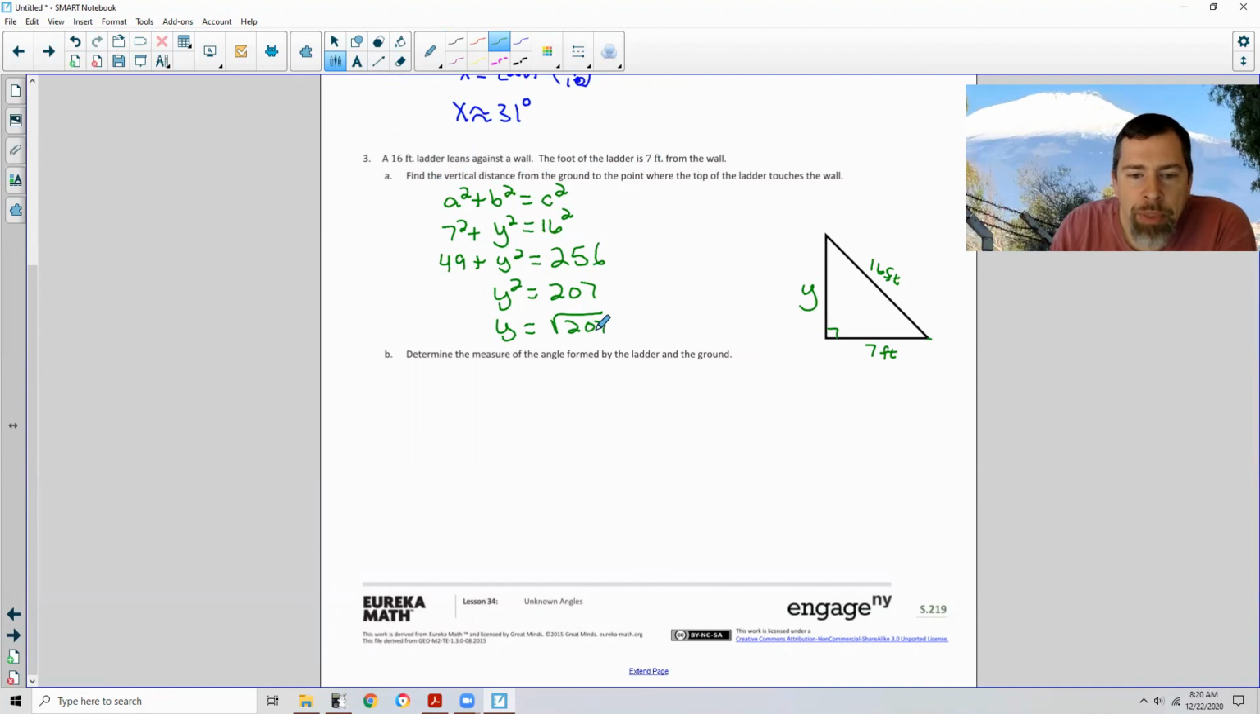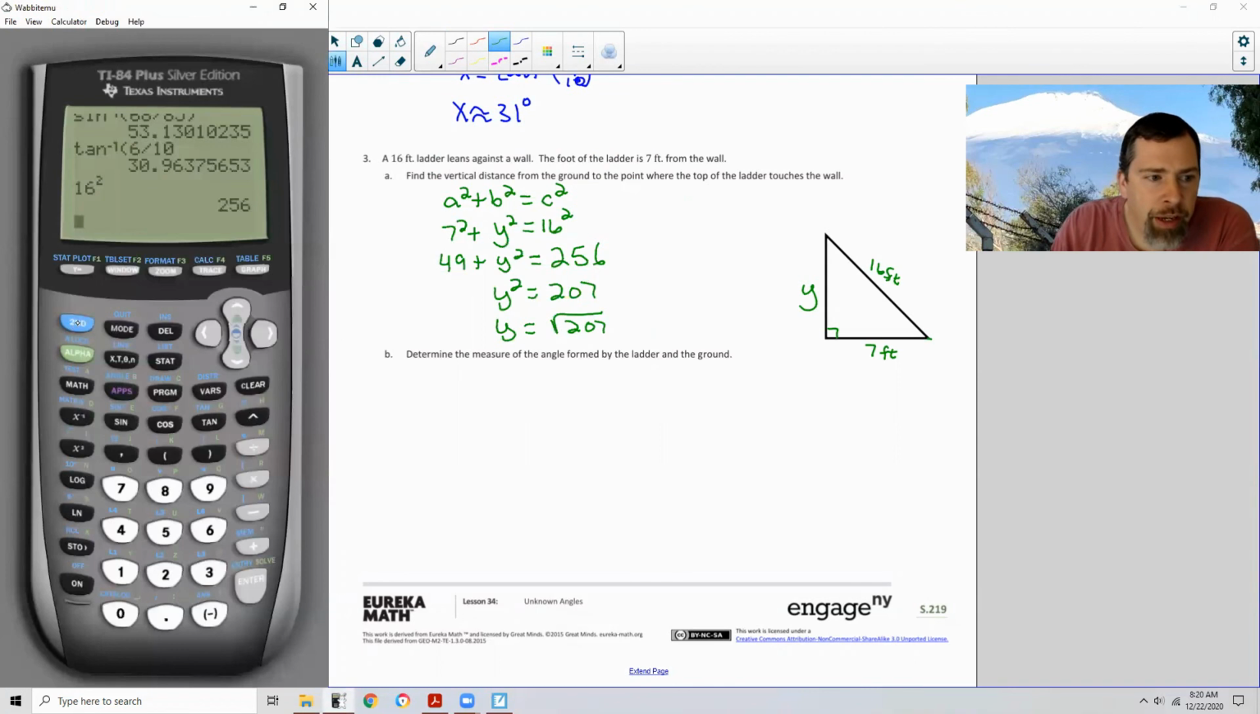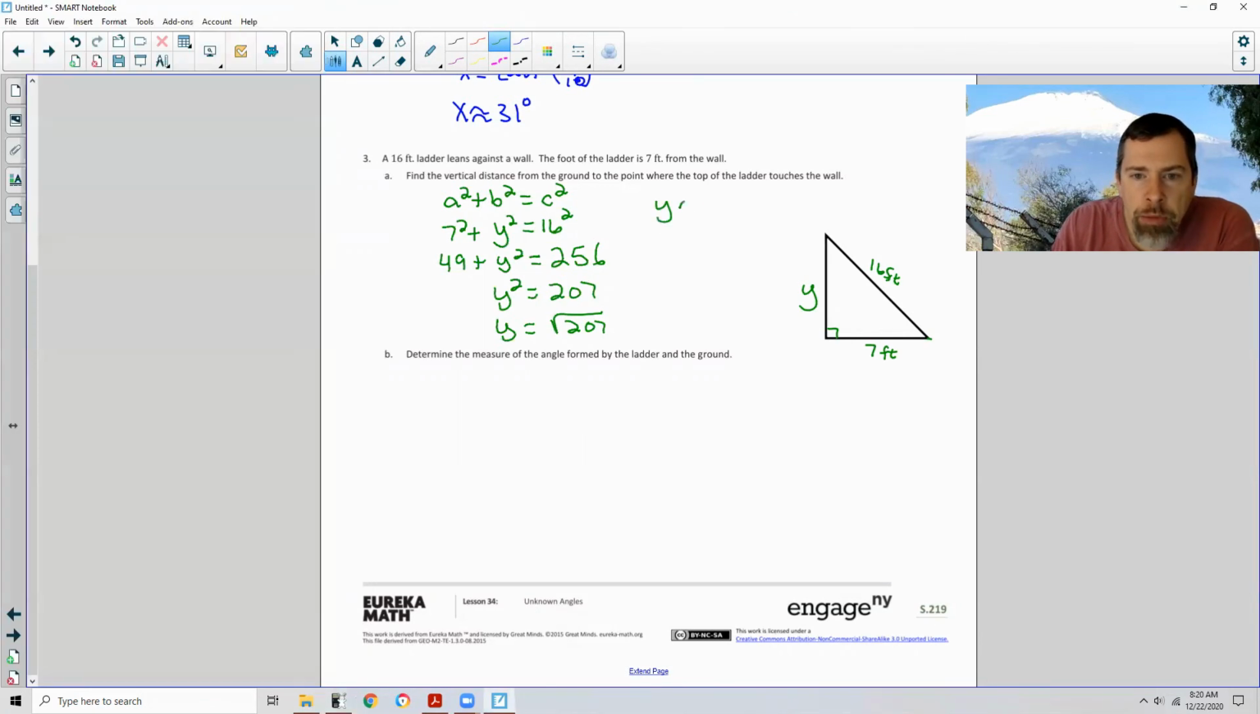I don't know what that means. I cannot picture a square root of 207. So I'm going to use my calculator and find the approximation. Square root of 207 is approximately 14 feet. Let's round to nearest foot. So y is approximately 14 feet.